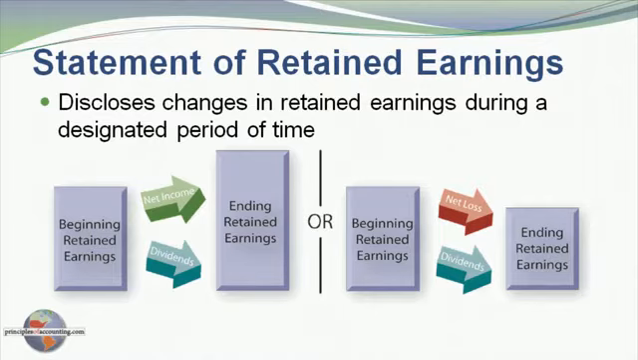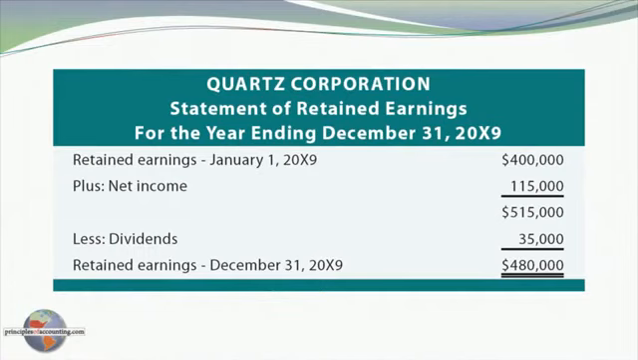This activity is reported in the second primary financial statement, the statement of retained earnings. Again, for a period of time, pay attention to the heading. We're showing the beginning retained earnings plus the net income, arriving at a subtotal, and then subtracting the dividends from that to arrive at the ending retained earnings of $480,000.